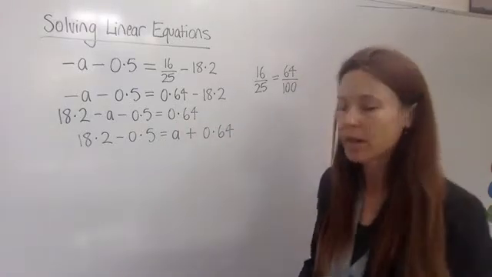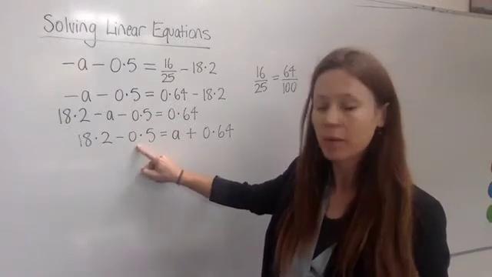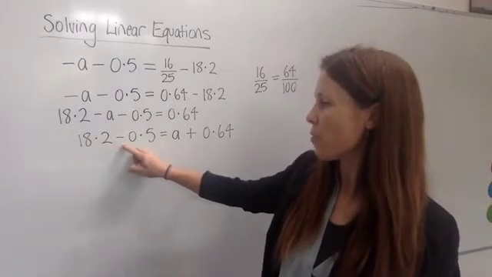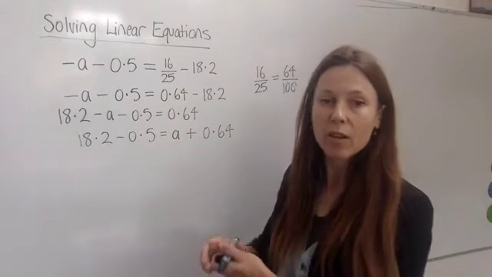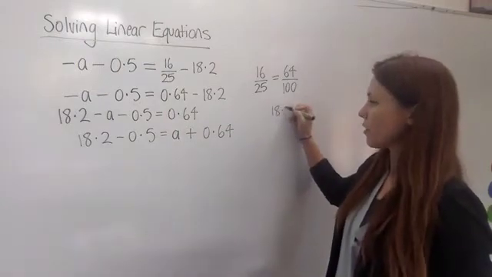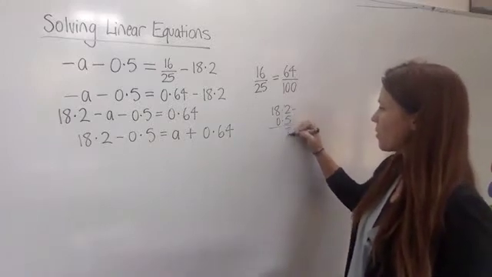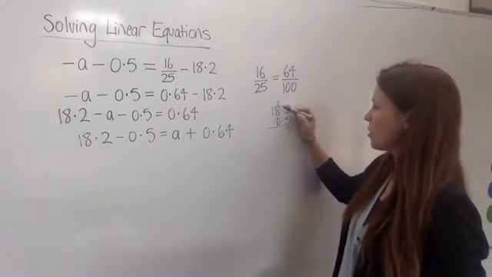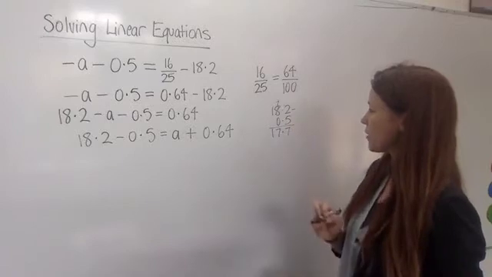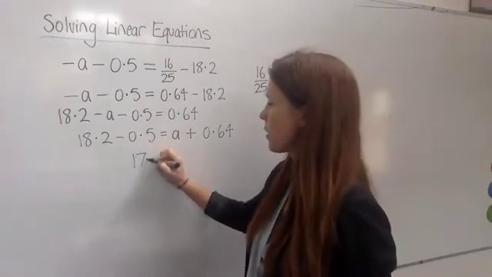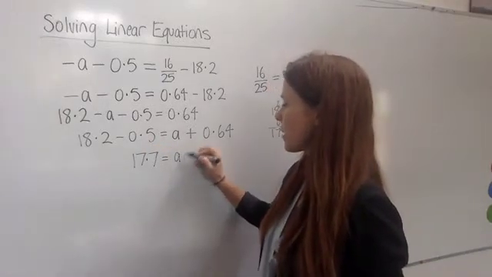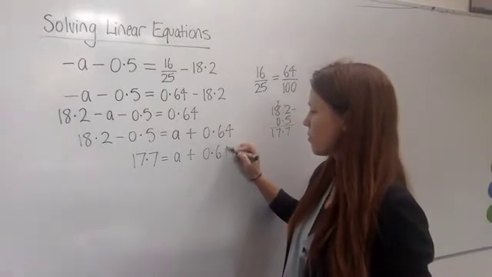Now at this point, it's kind of tempting to just tidy this side up. I can easily do 18.2 minus 0.5 in my head, or if you needed to, you could work it out over on the side here like this. There's no shame in having an algorithm over the side, just to check that your trading all works out, and you get 17.7. So 17.7 equals A plus 0.64.